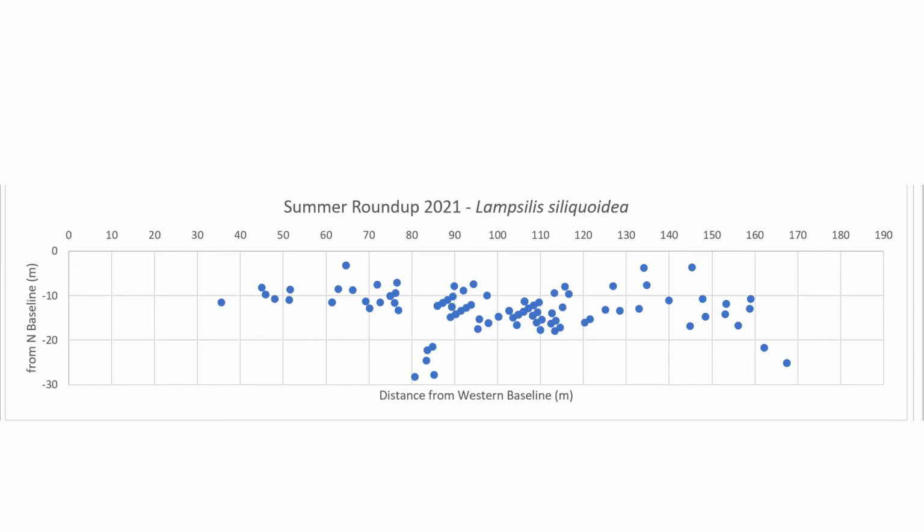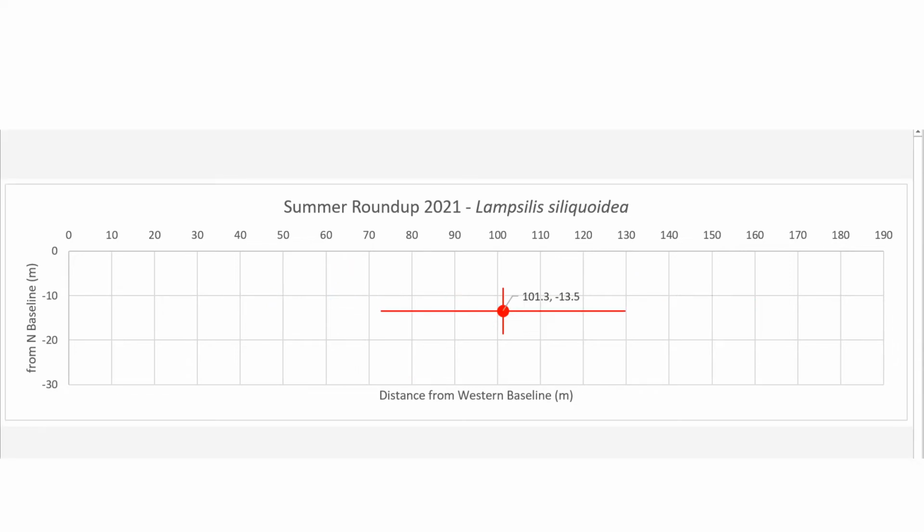The beauty of this spreadsheet-generated graph is that it'll rapidly convert masses of GPS data into useful plots on a meter-by-meter grid. Those data can then be used to find the mean and standard deviation values in both directions. For example, here's the population center for the Silicoidea we found during the 2021 summer roundup. One way to express this in words would be to say that the Silicoidea's population centered a little over 100 meters from the left of the bed and around 13.5 meters from shore.